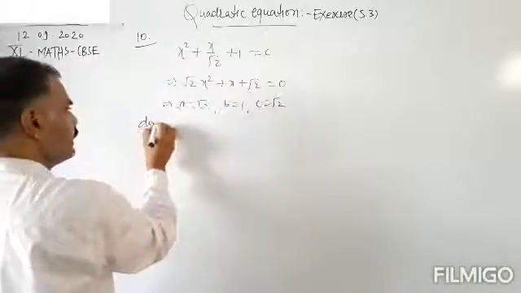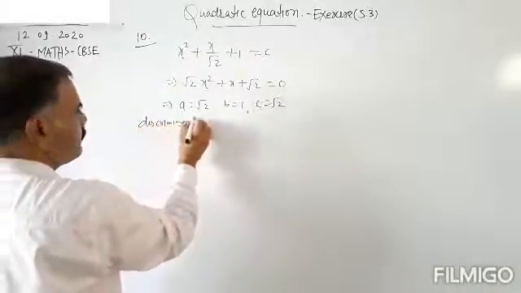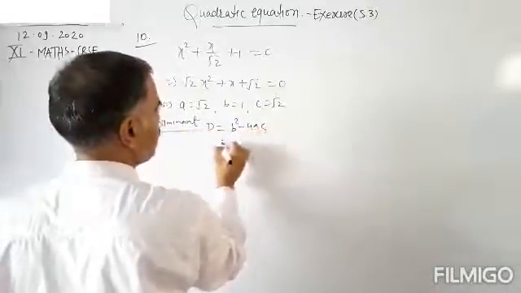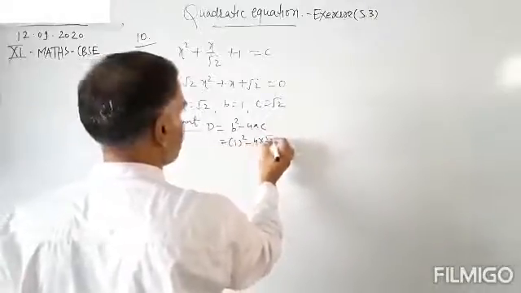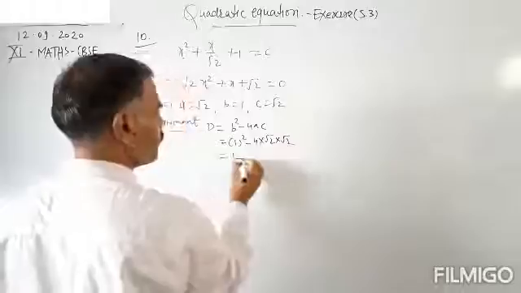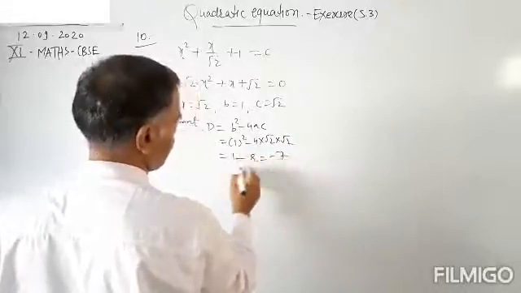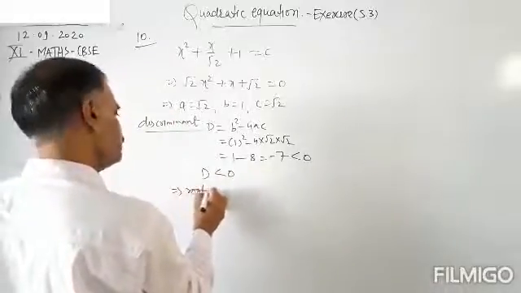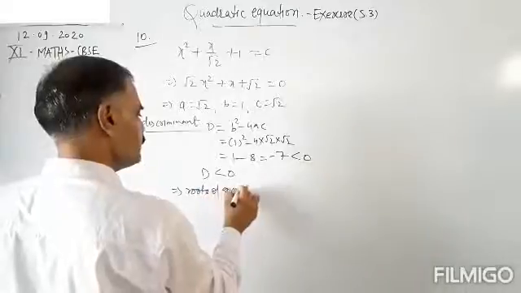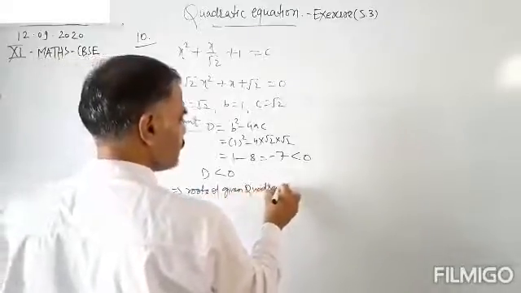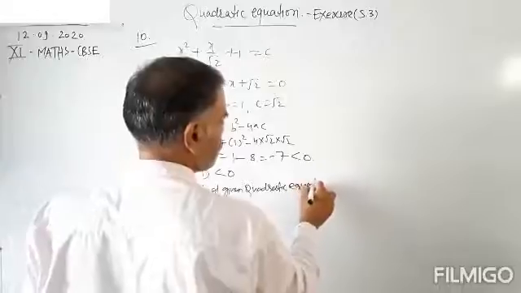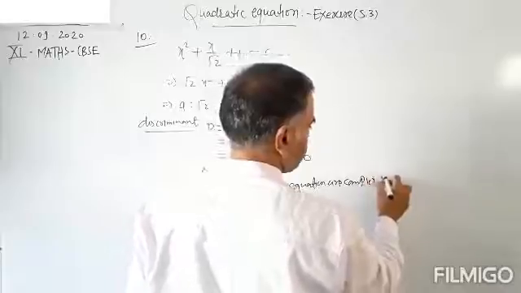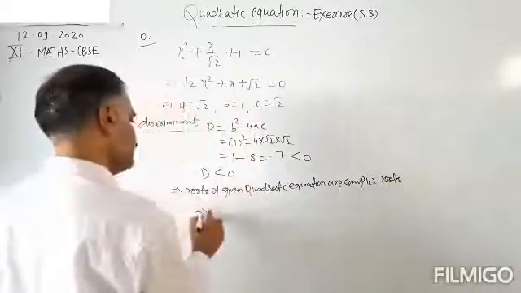Now the discriminant D = b² − 4ac, that is 1² − 4 × √2 × √2 = 1 − 8 = −7. Less than 0, so D is less than 0 implies that the roots of the given quadratic equation are complex roots.